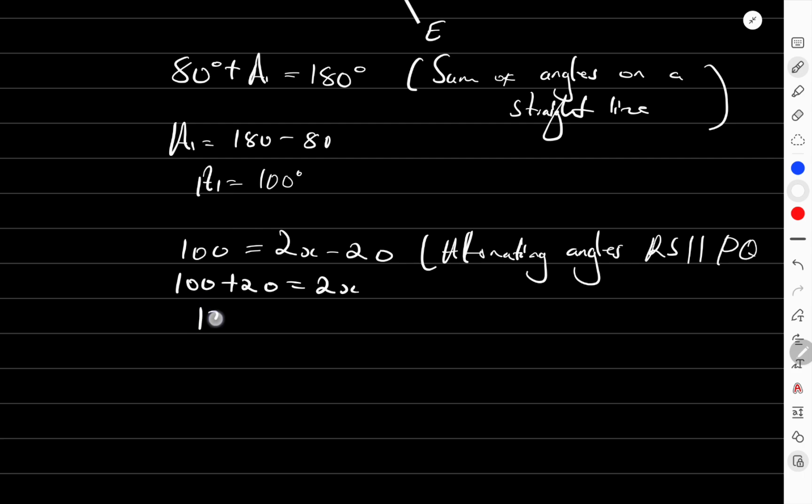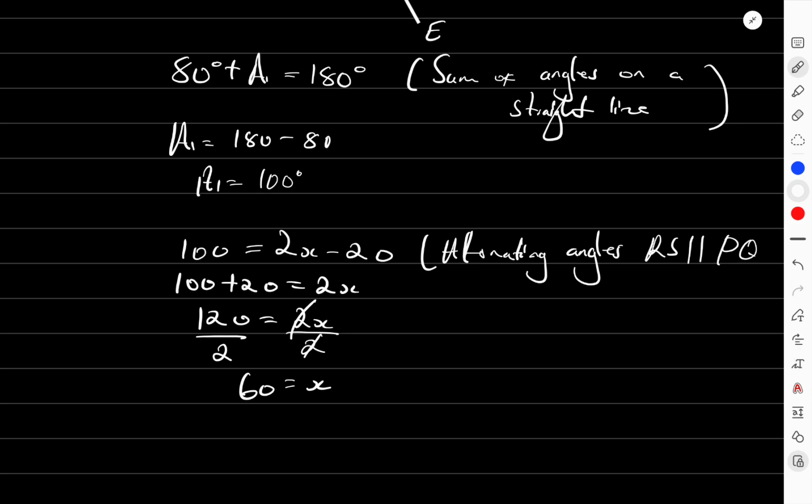Now what is 100 plus 20? 120 is equal to 2x. 2 and x are multiplying. Therefore I have to divide by what? Divide by 2. 2 and 2, I'll be left with x. What is 120 divided by 2? The value of x is 60 degrees. The value of x has to be 60 degrees.